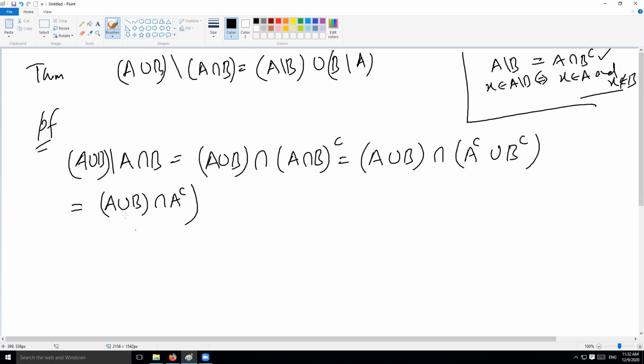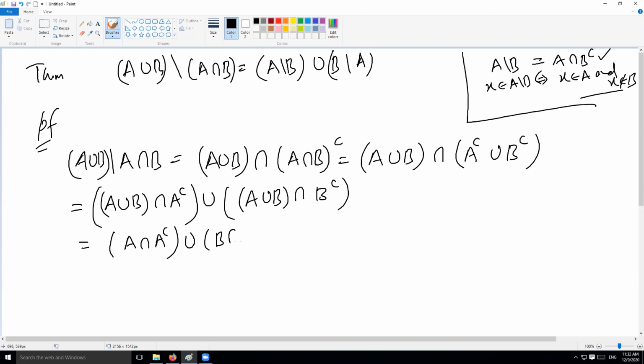And union A union B intersection B complement. Okay. And then you do what? Then I can again apply the distributive law. So it's going to be A intersection A complement union B intersection A complement. This is what the first bracket means. And what will this other one become? A intersection B complement union B intersection B complement.